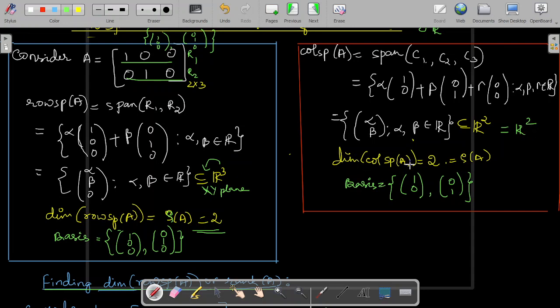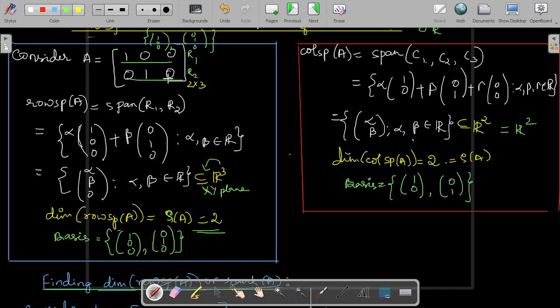So the dimension of the column space is also 2, because though there are 3 columns, you have to check: any set of vectors containing the 0 vector is not linearly independent.